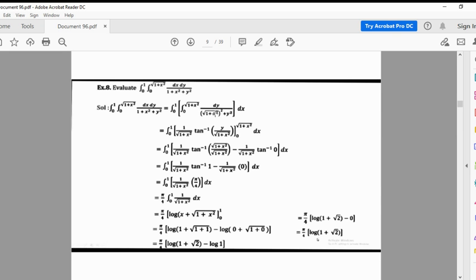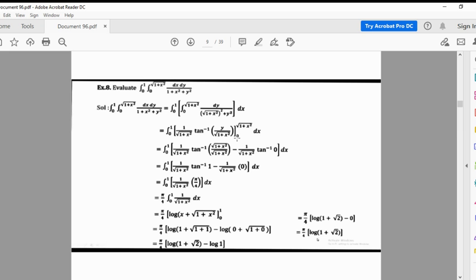We have to take the integration with respect to y, so this is the constant: under root of (1 plus x square) bracket square. So this is of the type 1 upon a square plus y square. The integration of 1 upon a square plus y square is nothing but this, this is the formula: 1 upon a tan inverse y upon under root of 1 plus x square.